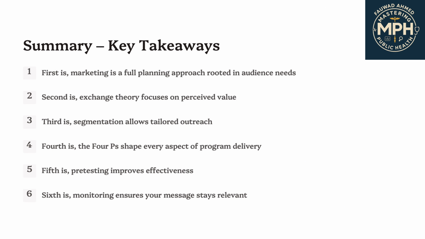To summarize Chapter 9, first is marketing is more than promotion. It's a full planning approach rooted in audience understanding. Second is exchange theory drives behavior change. People must see value. Third is segmentation allows you to tailor efforts efficiently. Fourth is the 4 Ps: product, price, place, and promotion shape how people interact with your program. Fifth is pre-testing saves time, improves messaging, and increases impact. Sixth is continuous monitoring ensures the plan stays effective and responsive. Social marketing blends science, empathy, and strategy, putting the priority population first.